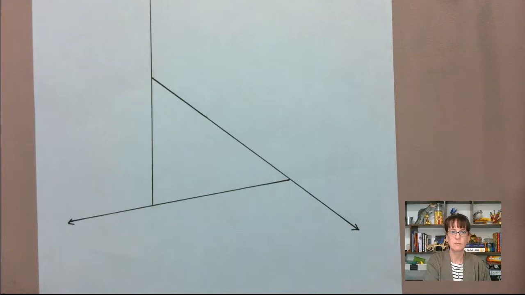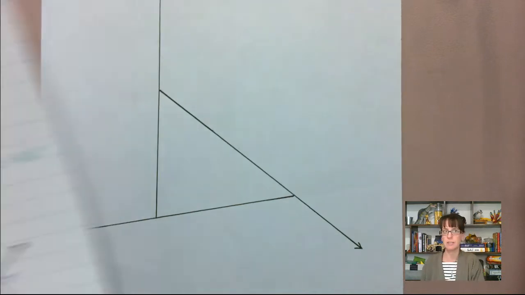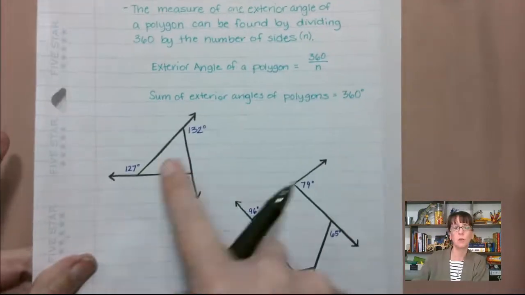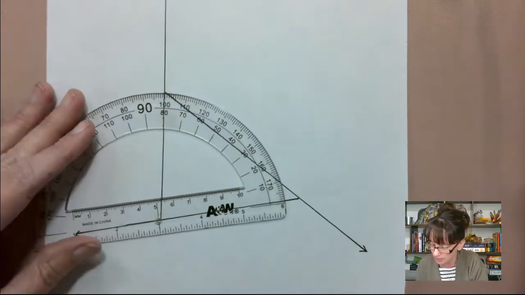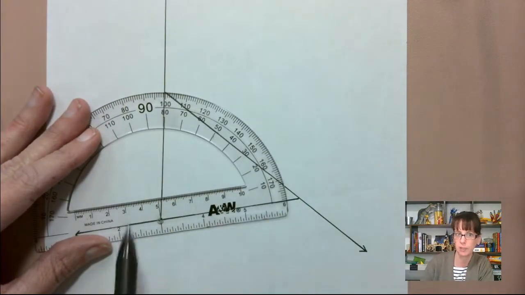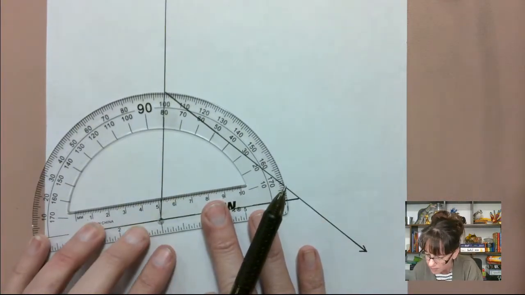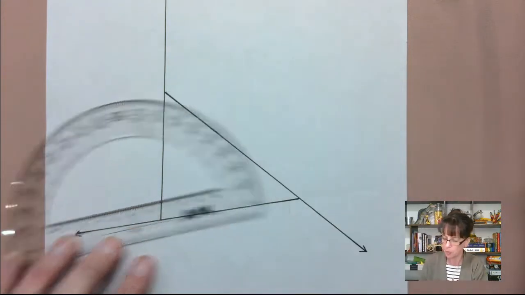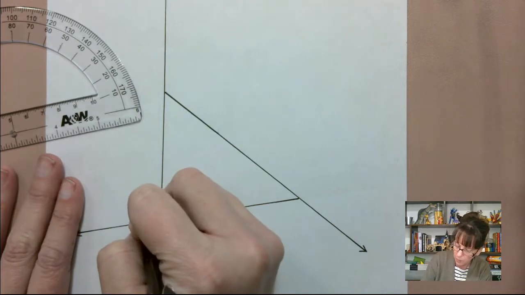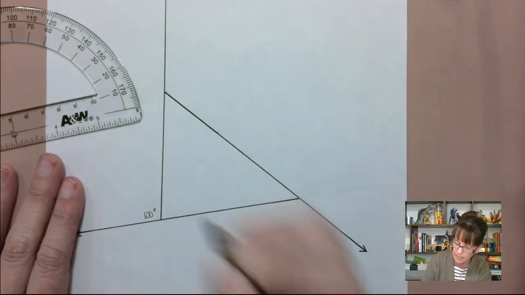For this one we're going to use our 100 degrees because it's a little bit more than 90 degrees. So let me just double check this here. There we go. If you look right at that, that's about 100 degrees. Okay, so we have 100 degrees here.